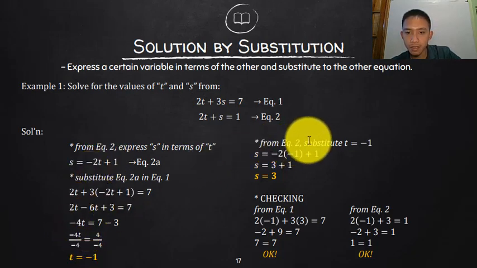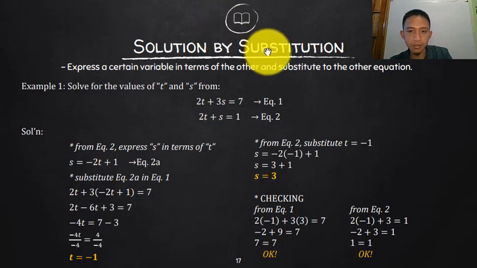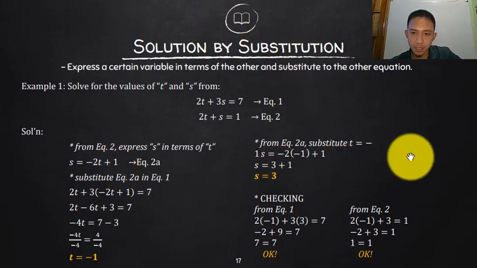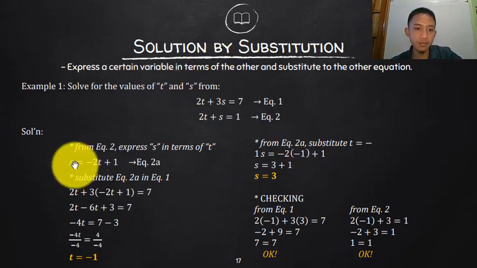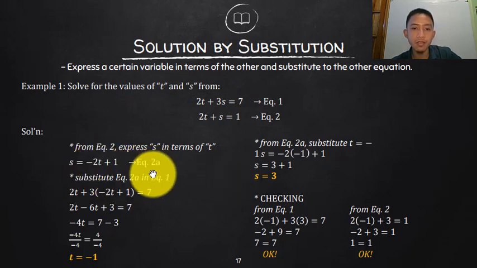Okay, that should be equation 2a, so let me just edit that equation. I just changed that one to equation 2a. Again, be wise in choosing. If you go back, s is already separated there, which is what we are trying to solve. And you have t there, so it is better to use equation 2a.